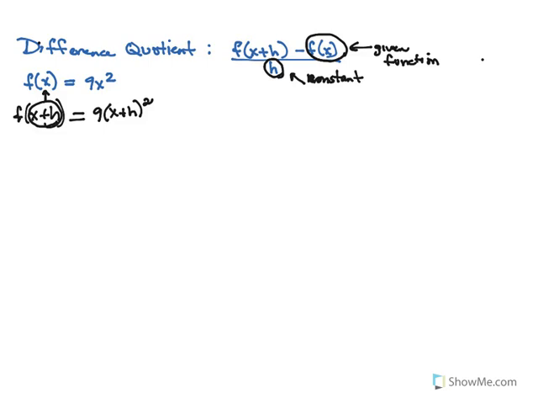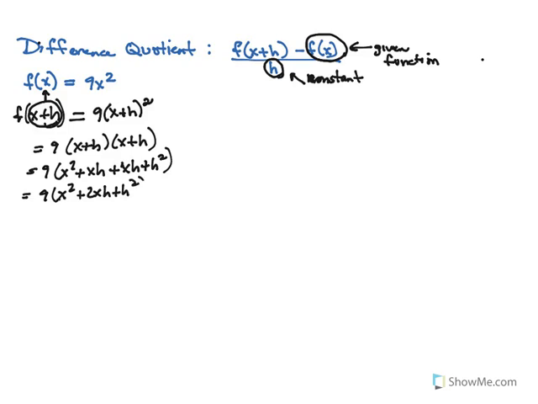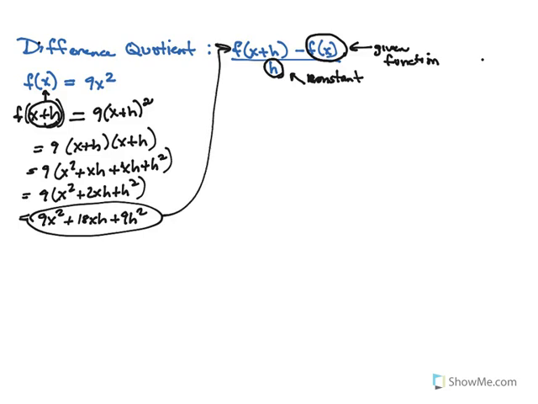Once you have substituted the x plus h into every x component of the given function, then you are going to simplify. So x plus h times x plus h means you're going to have to distribute. Now this 9 is going to distribute through. This is my f of x plus h, and it is now going to substitute into the form. So what we're going to have is 9x squared plus 18xh plus 9h squared, minus f of x, which is the given function 9x squared, all over the constant h.